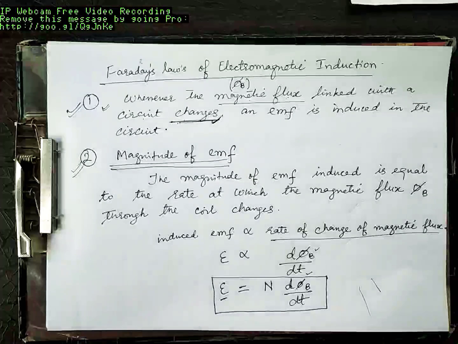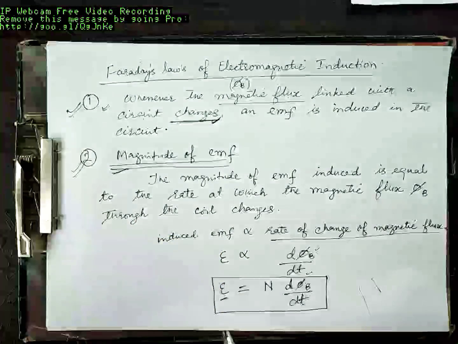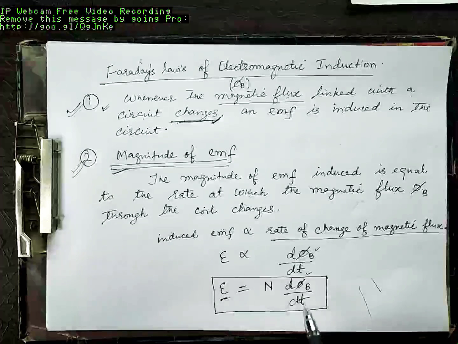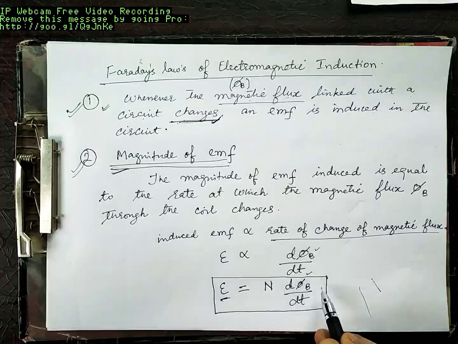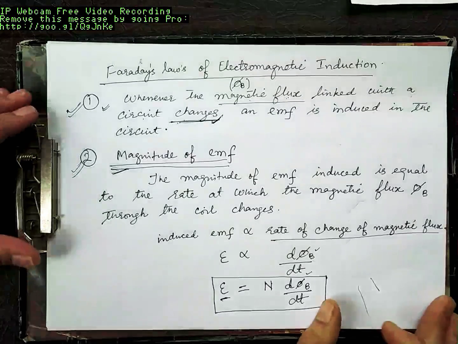Till now, what we have studied is Faraday's two laws of electromagnetic induction. The first one tells that whenever the magnetic flux linking through a coil changes, an EMF is induced in that coil. The second says about the magnitude of that EMF. The EMF induced E is directly proportional to the rate of change of flux and is also proportional to the number of turns. Fine. This is a very beautiful equation over here.